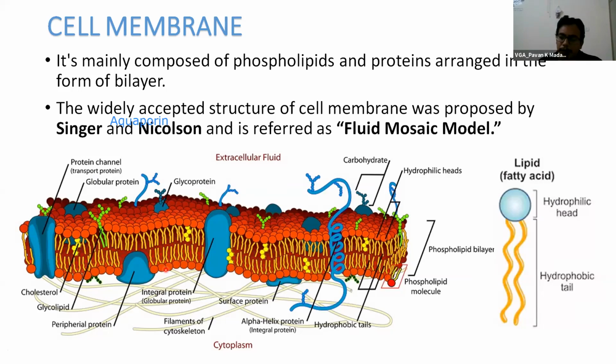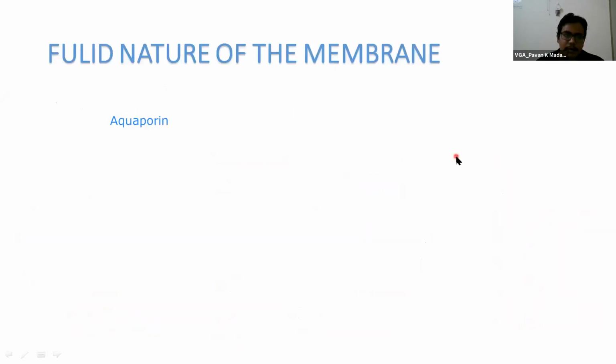So the phospholipid molecules present in the cell membrane are free to move from one place to another, in any direction, within the same layer, or they can migrate to another layer. That's the reason it is called the fluid mosaic model. So why is the fluid mosaic model important?